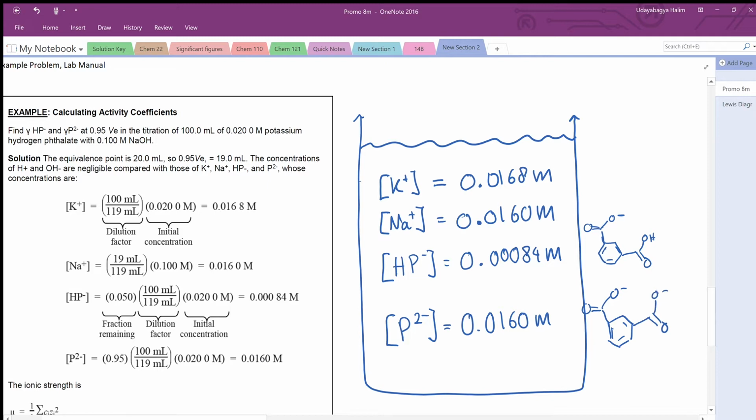That's kind of my squiggly thing. So this is all the species that we have in the solution. The reaction that we're actually interested in looking at is HP minus in equilibrium with H plus and P2 minus.